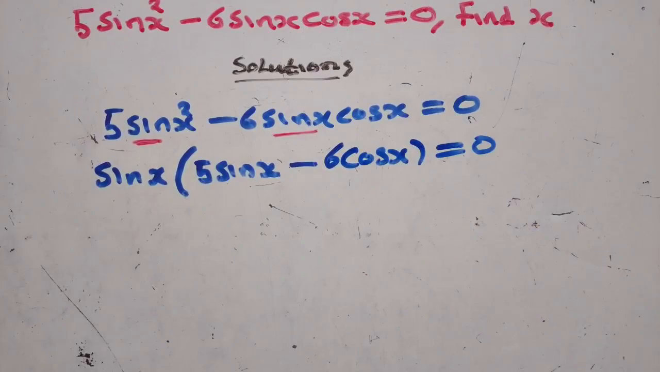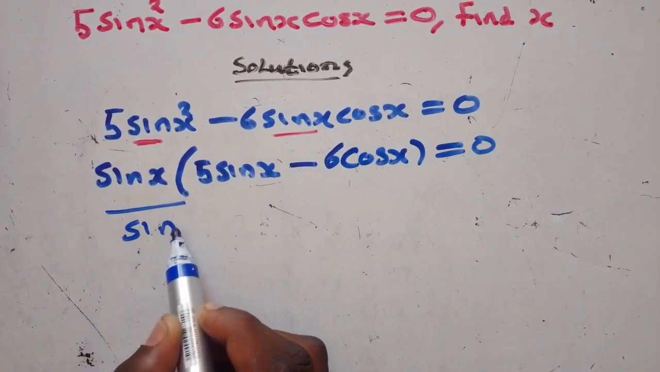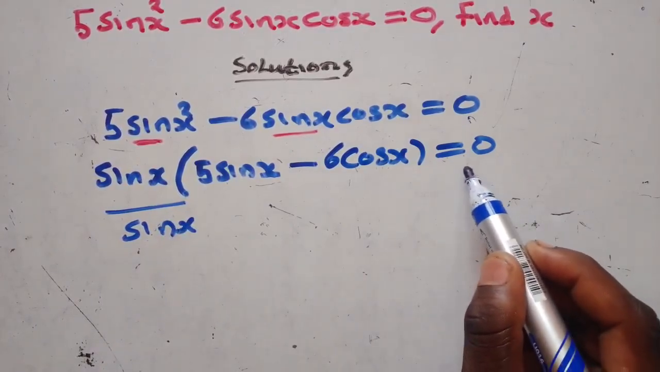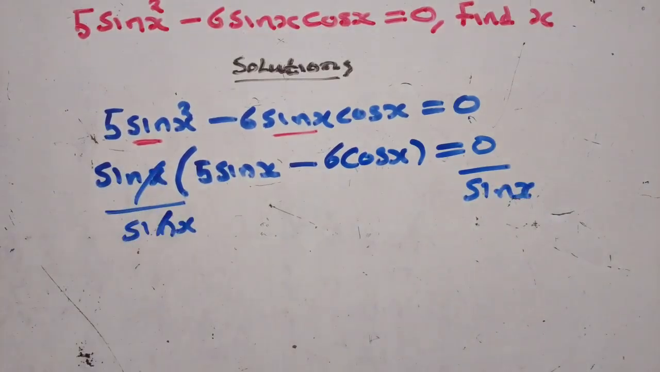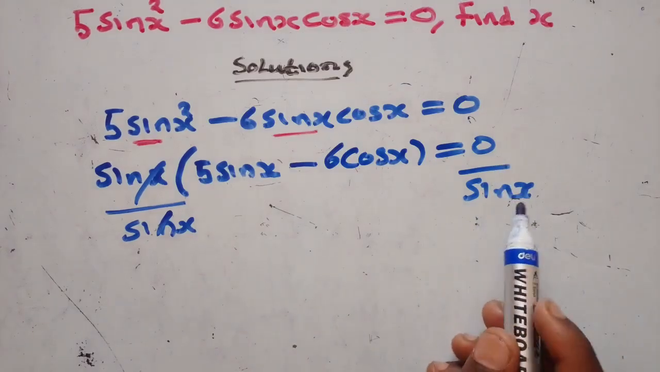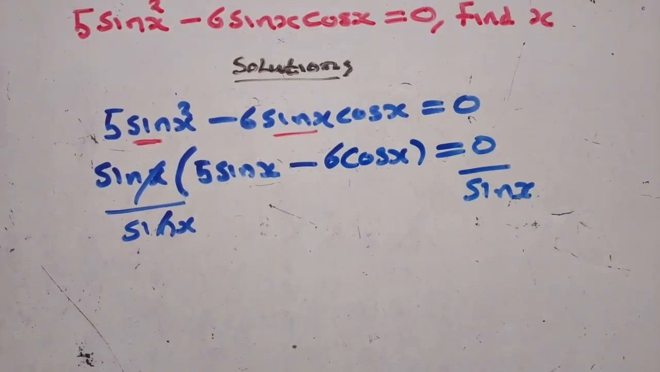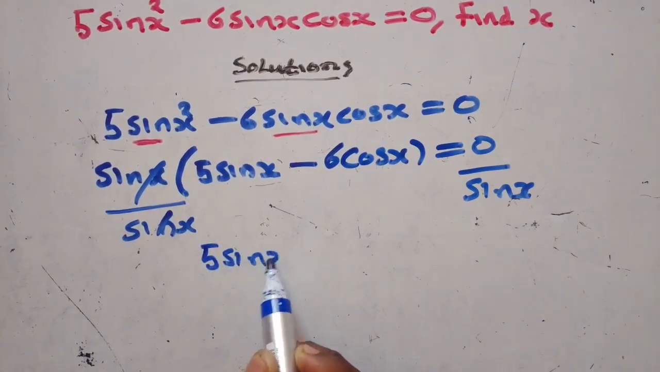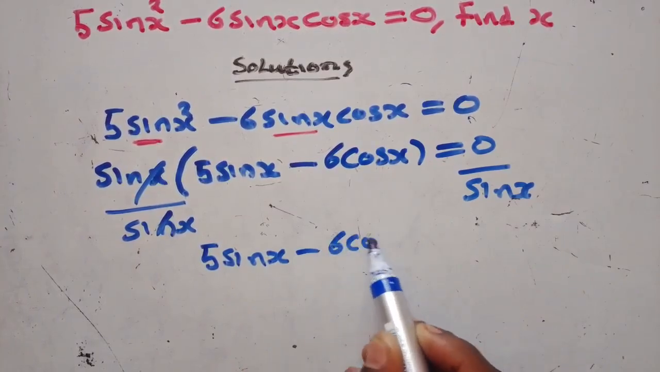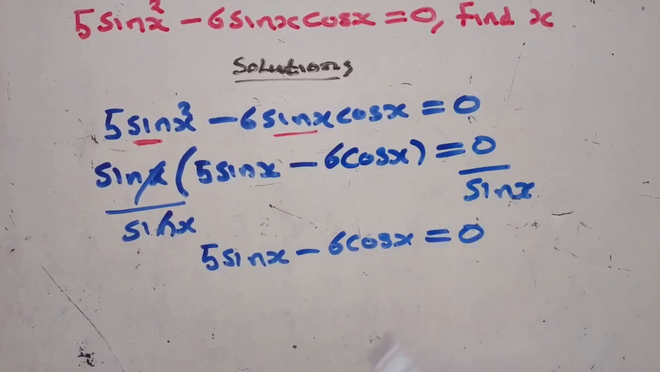After reaching this stage, you can now divide both sides by sine x so that we get rid of this sine. So we divide both sides by sine x, even this side we divide by sine x. This and this will go, and we remain with 1 multiplied by this, nothing will change. 0 divided by sine x gives us 0. So we have 5 sine x minus 6 cos x is equal to 0.